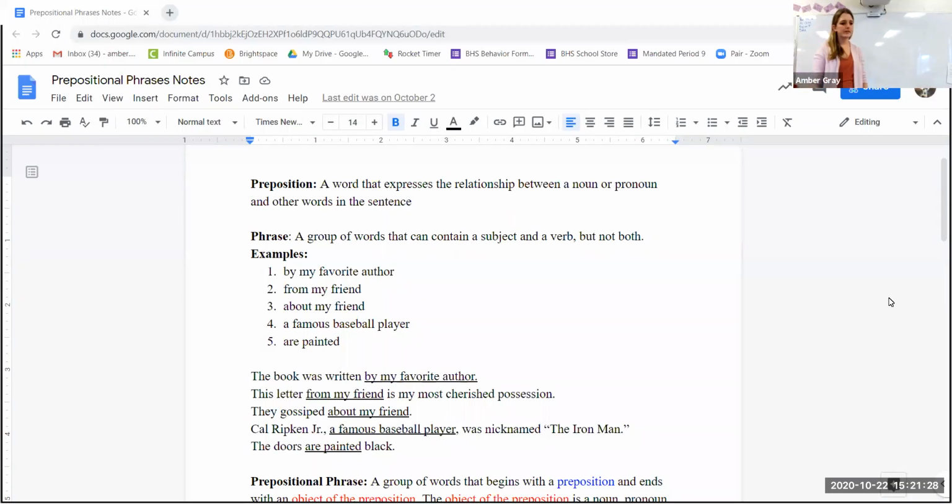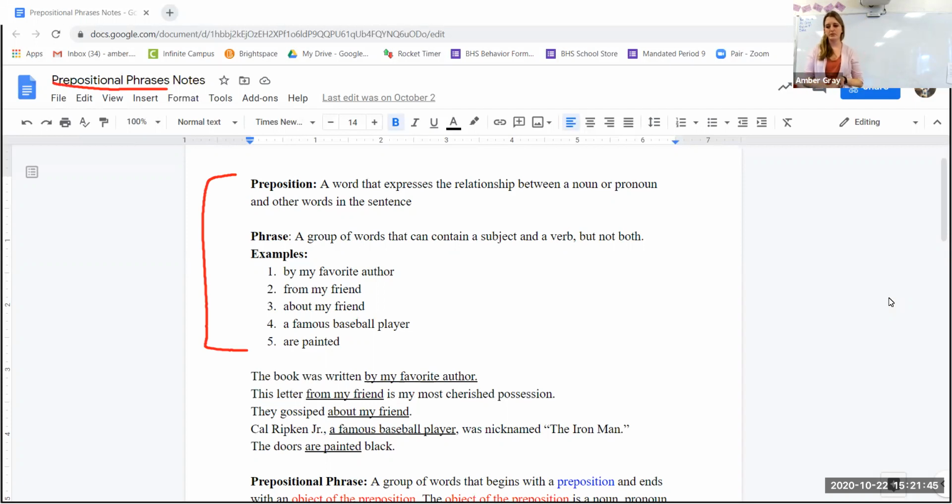Okay, so for this lesson, we're going to do prepositional phrases. I just want to go over the first part of these notes here. We go over prepositions and we go over phrases. Both of these are covered in other lessons, but I'll go over them quickly here for you.